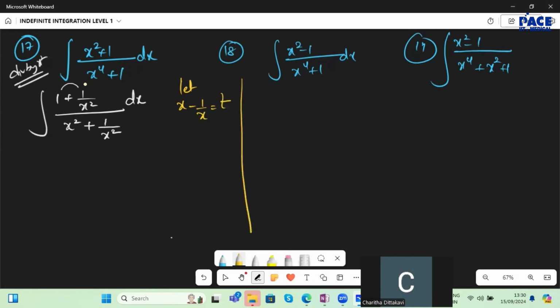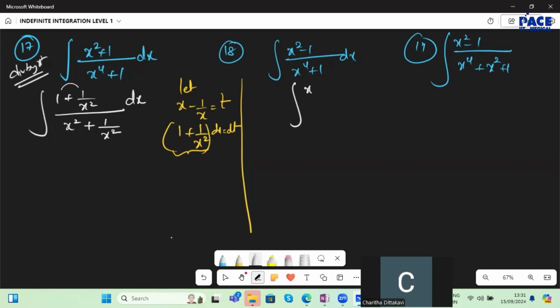Because when x minus 1 by x equal to t, what is the differentiation here? This is 1. Differentiation of 1 by x is minus 1 by x square. So minus of minus, plus 1 by x square dx equal to dt. You automatically find this in your numerator. Did you understand? Here, if you observe, also observe the 18th question, both of them simultaneously I'm doing just to differentiate between the two questions.